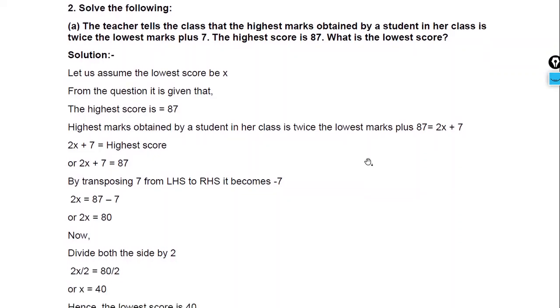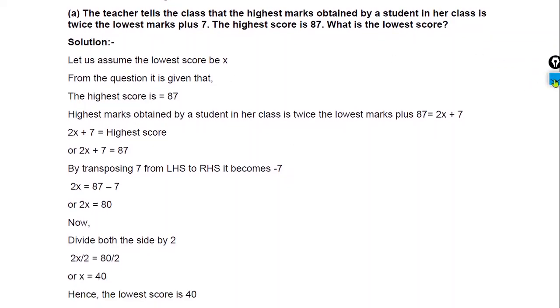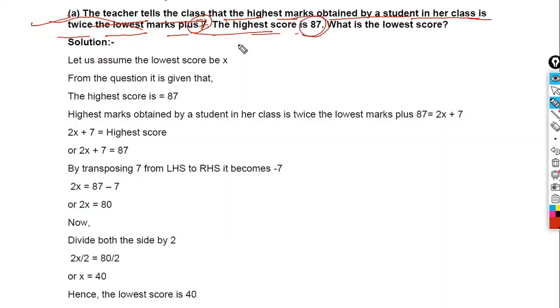Okay, question number 2. What is question number 2 saying? The teacher tells the class that the highest marks obtained by a student in her class is twice the lowest mark plus 7. The highest score is 87. So we don't know what the lowest score is. She is asking you what the lowest score is.